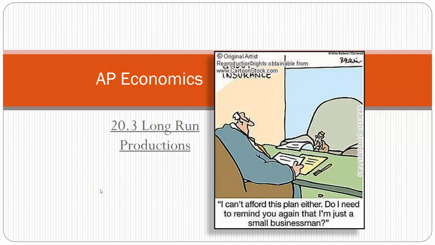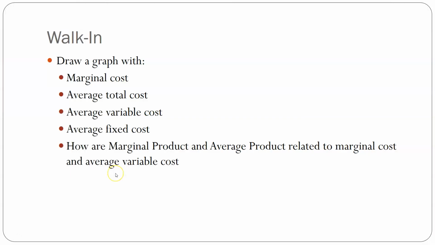Hey, Mr. Farmer here, and today we're talking about 20.3 long-run cost curves. As a little review, try and draw some of these from earlier in the chapter: marginal cost, average total cost, average variable cost, and average fixed cost, and really think about the marginal product, average product, and the whole law of diminishing returns and how it affects the cost curves.